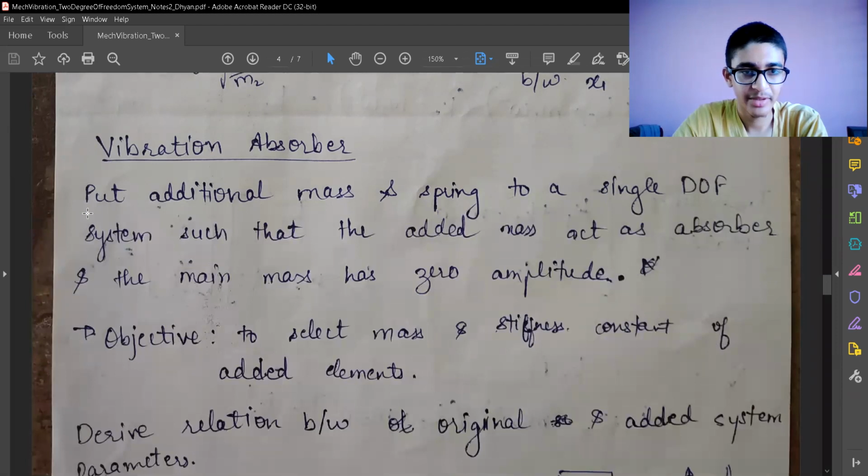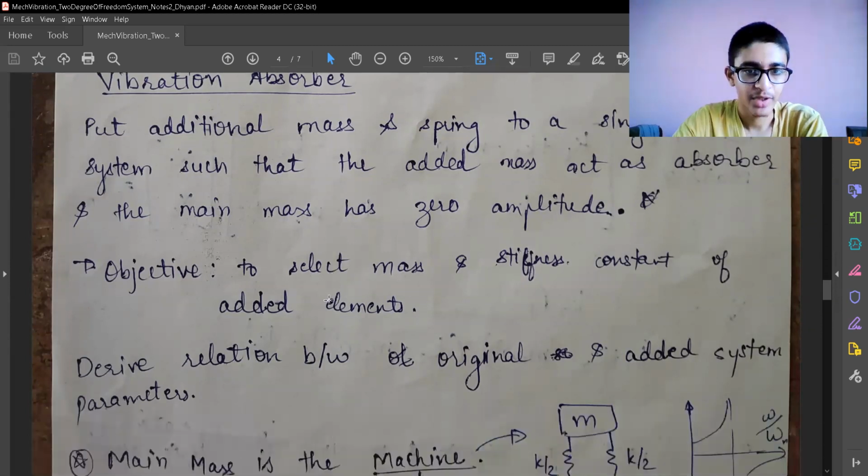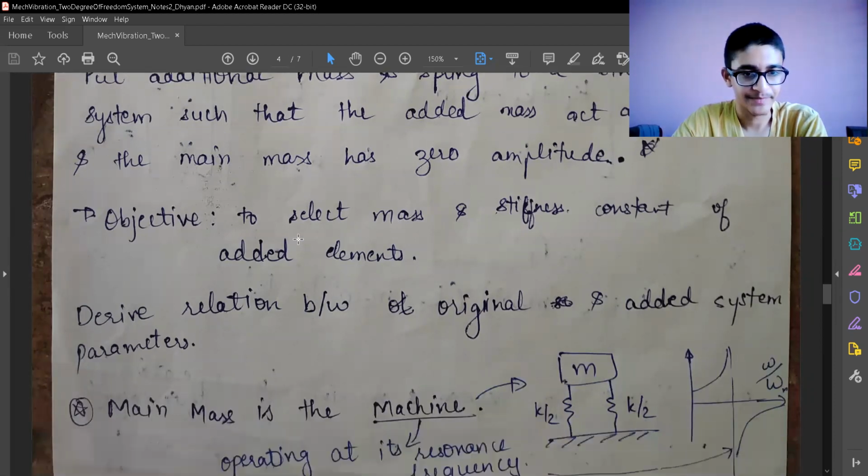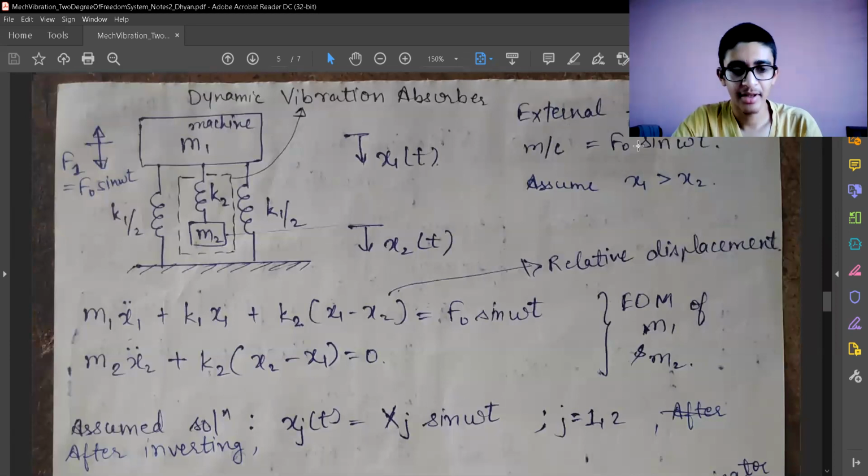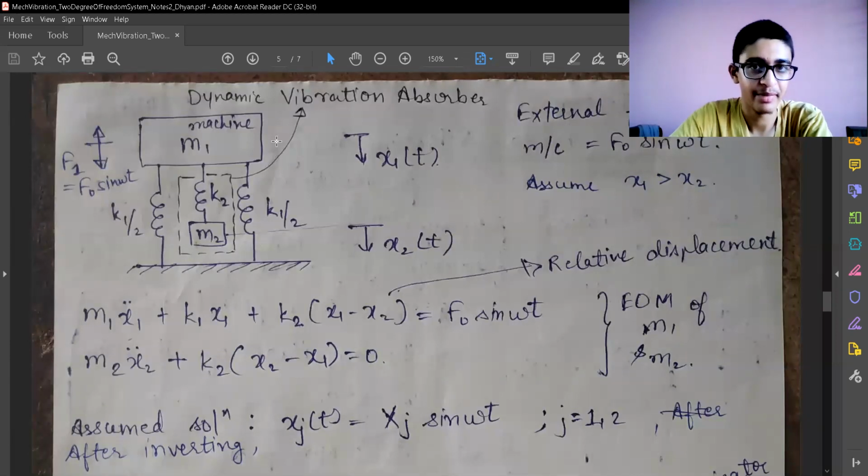So a vibration absorber is where we are putting some additional mass and spring onto a single degree of freedom system, that is my main machine, such that the added mass acts as the absorber and the main mass is having zero amplitude. So our objective will be to figure out the values of the mass and stiffness of that added absorber. So we want to derive some relation between the original and the added system parameters, so that we know what the added system parameters should be. So this is how the representation should be, and this machine is operating at its natural frequency. This is how the dynamic vibration absorber looks.